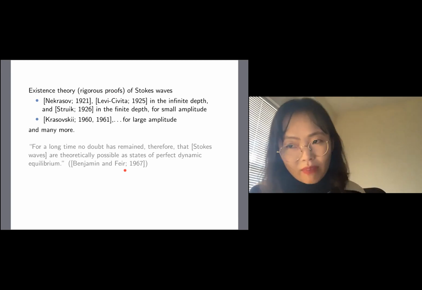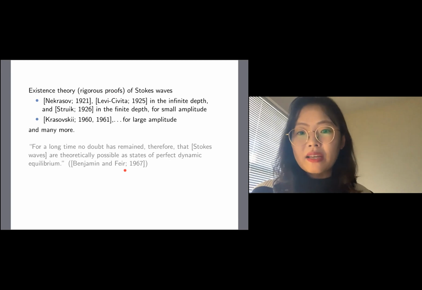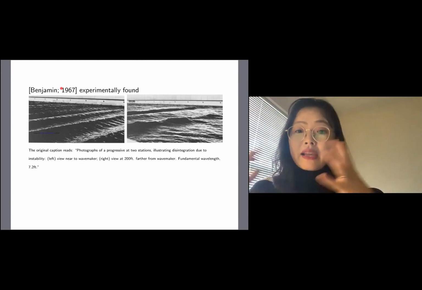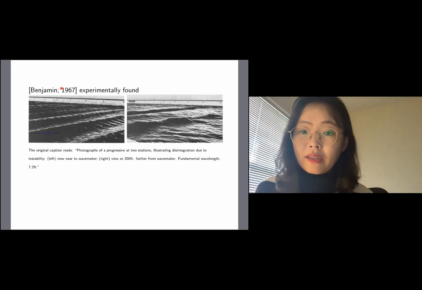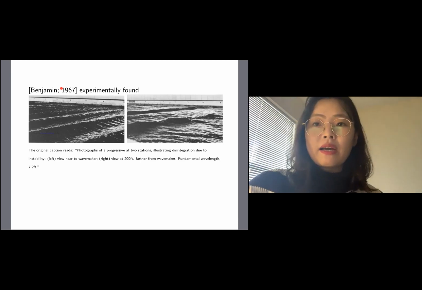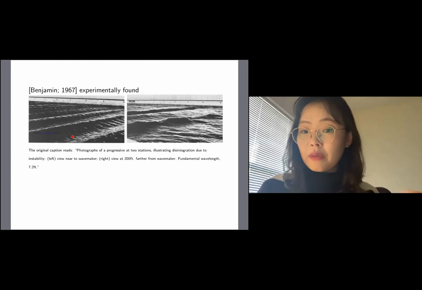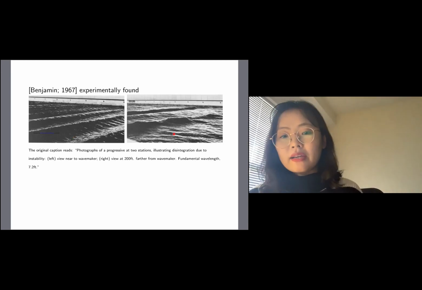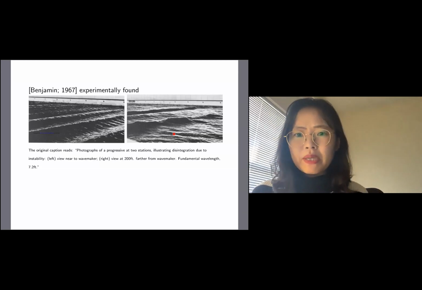They say, therefore, there has been no doubt that the Stokes waves are theoretically possible as states of perfect dynamic equilibrium. But Benjamin, in the mid-60s, had difficulties creating these waves in a laboratory setting, and here is his experiment. He had a long wave tank with a wave maker on one end, which would produce periodic wave trains running downstream, as you see on the left. And after such a wave train traveled a long distance, for a long time, and during that time there were some disturbances, Benjamin found what you see on the right, and he thought that Stokes waves, while they exist as the solution to a mathematical equation, might be unstable.